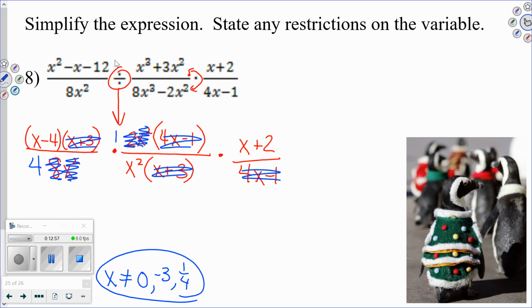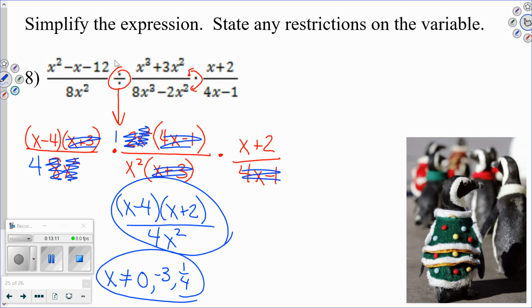So on the top, I have an x minus 4, a 1, which I can write or not write, I have an x plus 2. On the bottom, I have a 4 and an x squared. And we are done. Was that a happy? Yay.